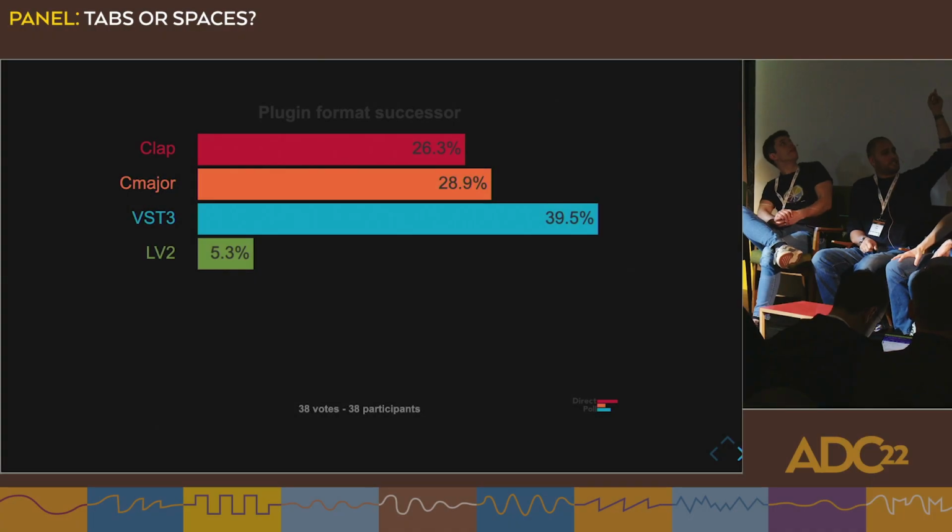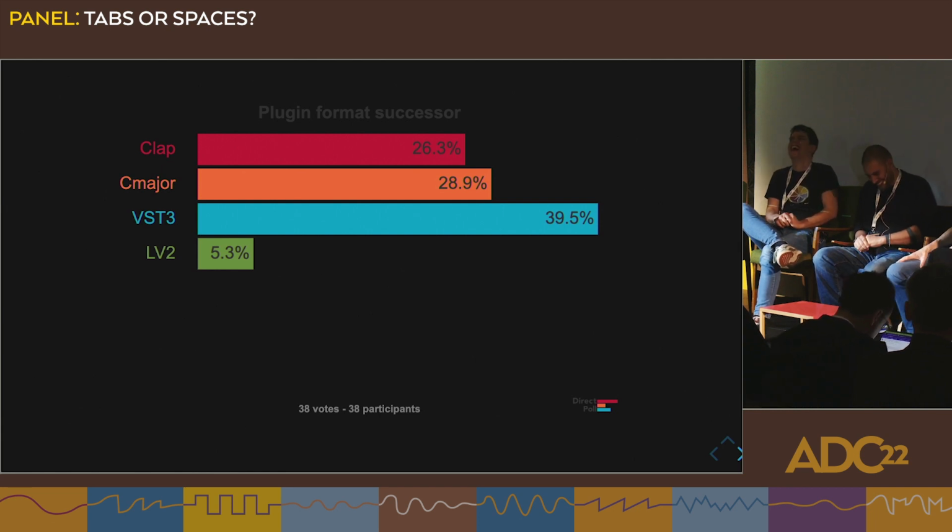Of course, the other thing that's different about CLAP, I think, is the governance, whereas VST is company-owned. CLAP is an open source thing, so you're not beholden to a company that might change their minds. I noticed this is C major, isn't it? The second one. You haven't bigged up your own plugin format.